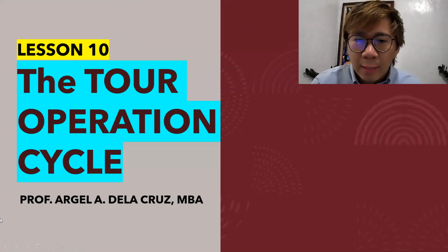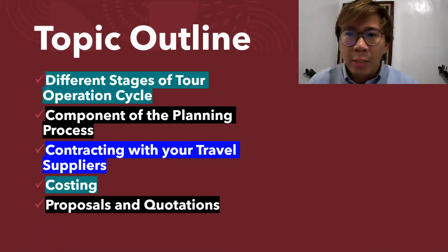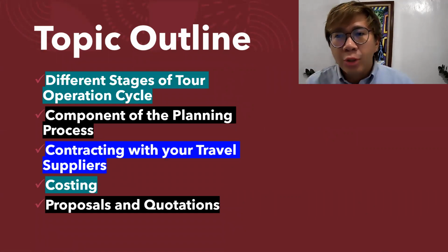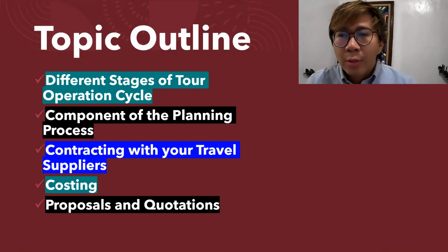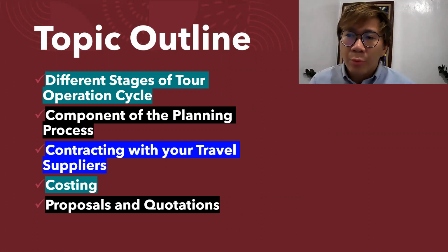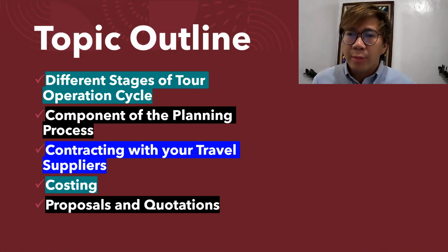So now let me brief you on the topic outline of this presentation. We have five major topics under consideration in this lesson. We have to discuss the different stages of the tour operation cycle, in which I will highlight the importance of the various time spent inside the office and outside the office.